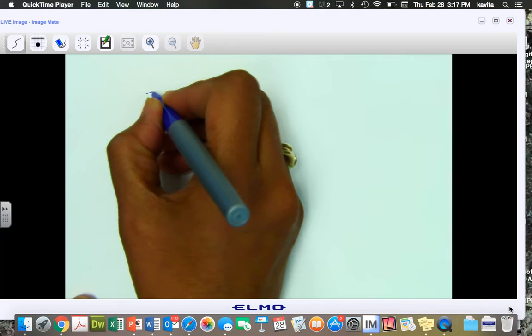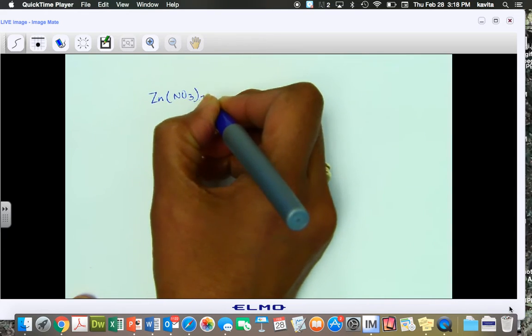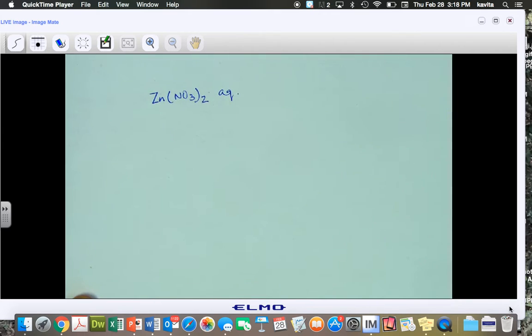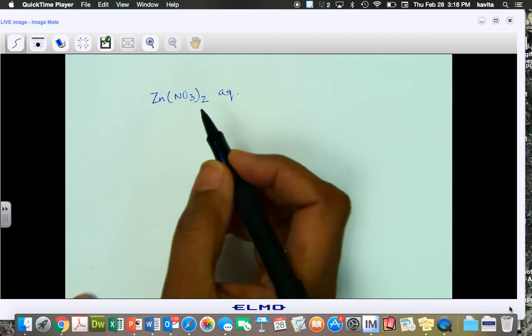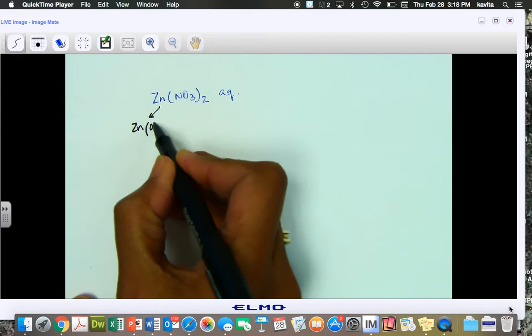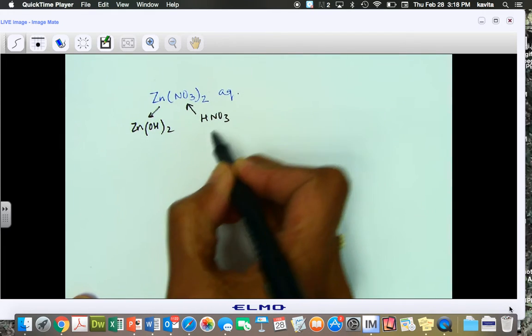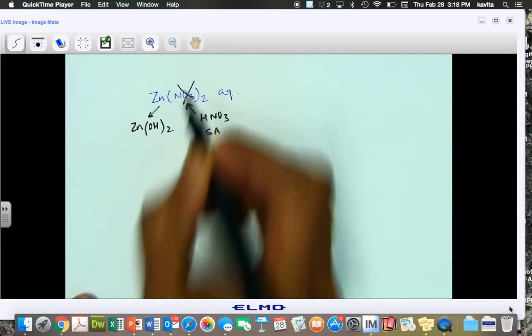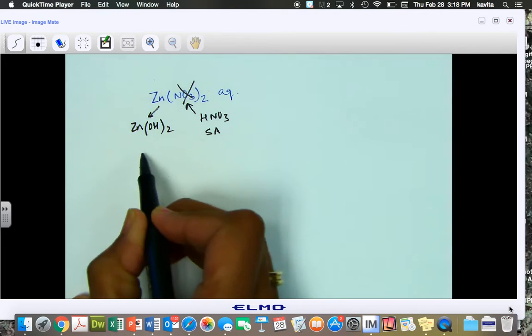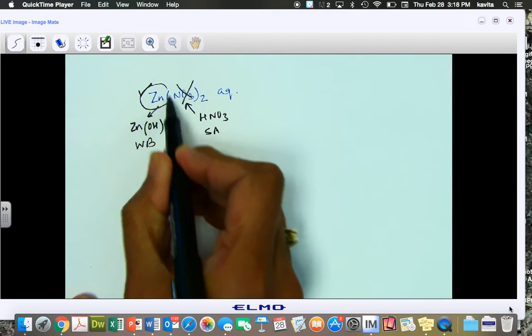How about zinc nitrate as an aqueous salt? If you have zinc nitrate, which ion will hydrolyze? Zinc, the base you can think of as zinc hydroxide. Nitrate comes from nitric acid, which is a strong acid, so this one won't hydrolyze. Zinc hydroxide is a weak base, so this one will hydrolyze. So I've determined which ion will hydrolyze.